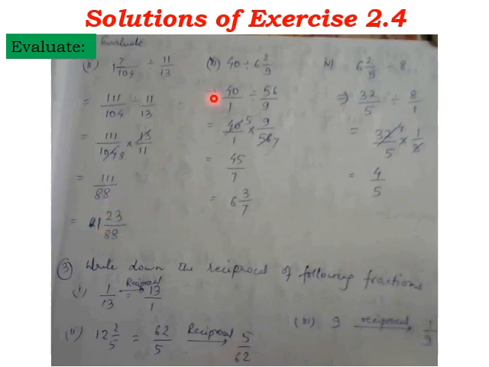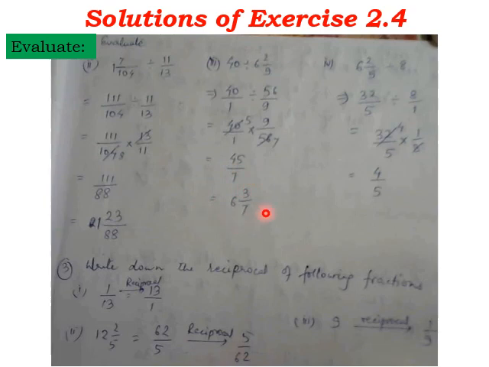Same way, the second is given 40 divided by 6 whole 2 by 9. So 40 can be written as 40 by 1 divided by 56 by 9. The next step, we will change the signs. Division will be converted to multiplication and the next fraction will be inverted. So 56 by 9 will be inverted to 9 by 56. Simplifying them, we will get the answer as 45 by 7 and its mixed form will be 6 whole 3 by 7.